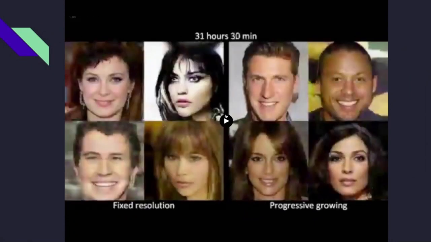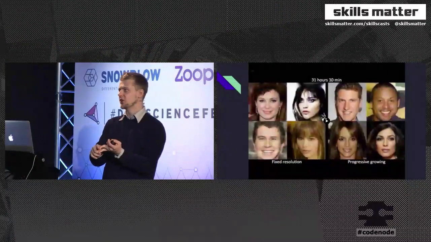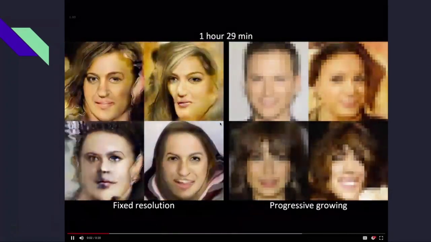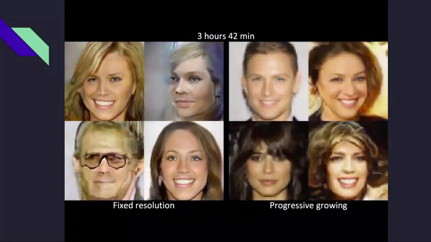So how do we know that any of this hard work that we have done so far actually matches up with the intuition I've presented so far? And what does the training process actually look like? So there's this helpful video. Ooh, if I can run it. Where we see the differences between the fixed resolution and the progressive resolution.